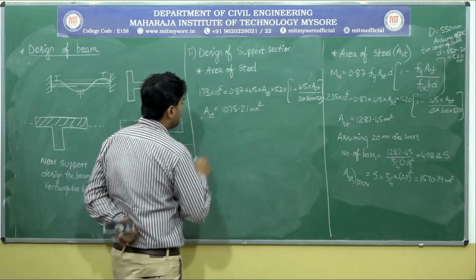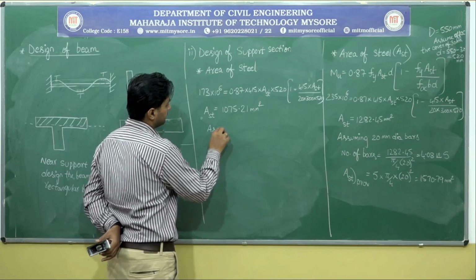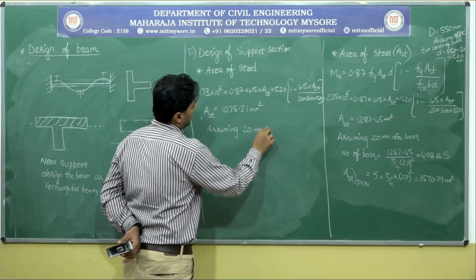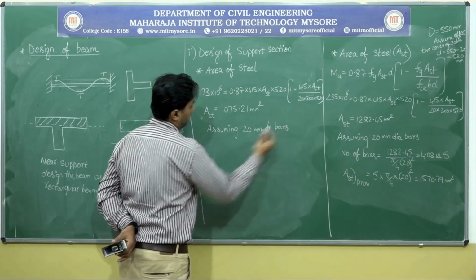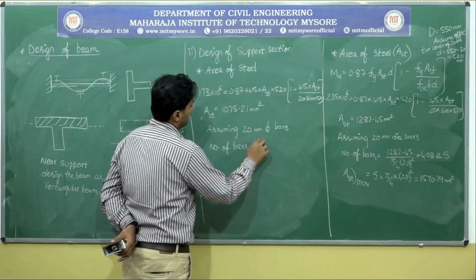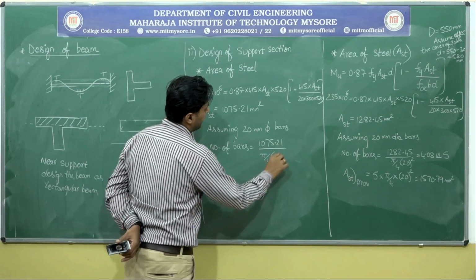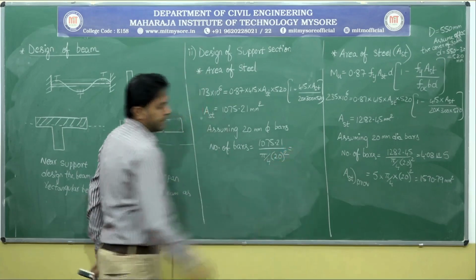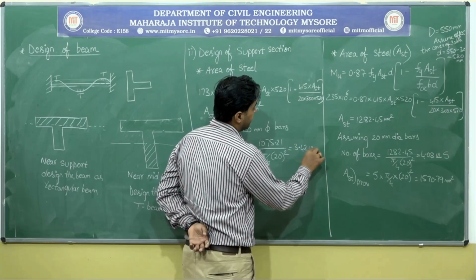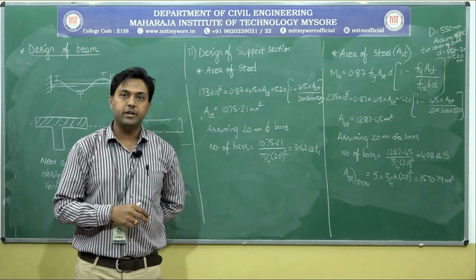As it is a beam, let me calculate near the support how many number of bars I need to give. Assuming, let me go with 20 only. Assuming 20 mm dia bars, number of bars is equal to 1075.21 divided by pi by 4 into 20 square. The value that we are getting here is 3.42. Approximately 4 number of bars we need to provide.